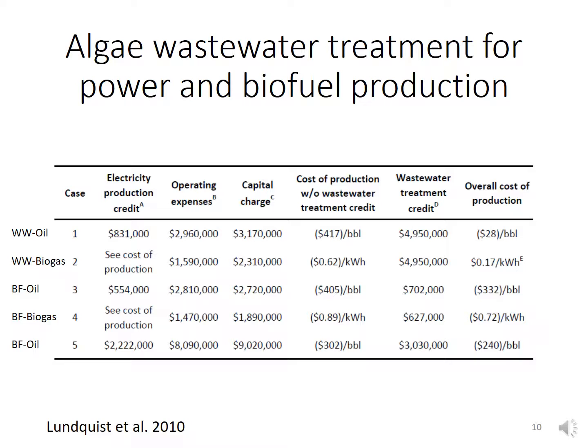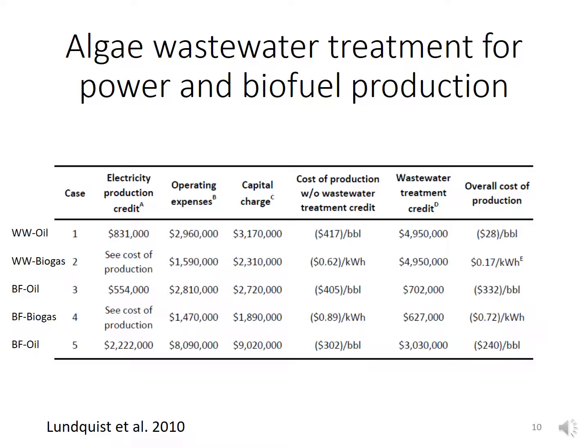Okay, just as a reminder of what the different cases are, I've added to the table here a column indicating the emphasis and the primary product. So WW stands for wastewater, and BF is for biofuels. And again, the scenarios focus on either oil for biofuel production, or biogas for power generation.